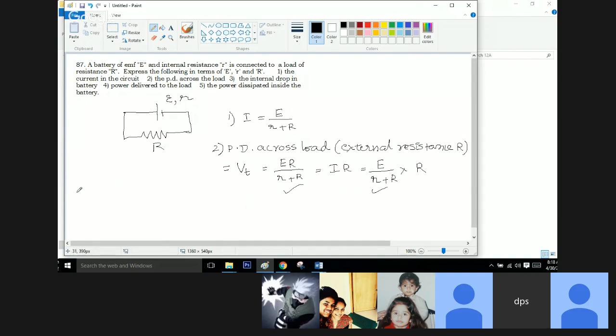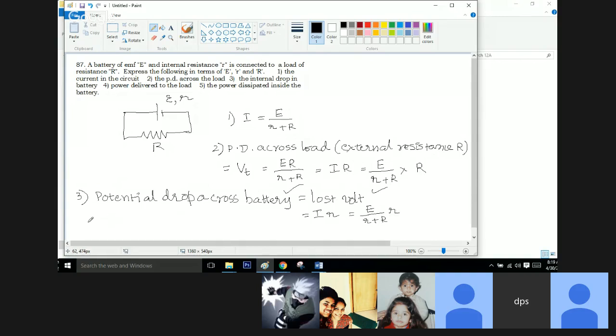Let us look at the third one. That is potential drop across battery. What is potential drop across battery? If you remember, in the introductory part I was telling you, that is also known as lost volts. That lost volts is nothing but current into small r. Current is nothing but E by r plus R, that into small r.